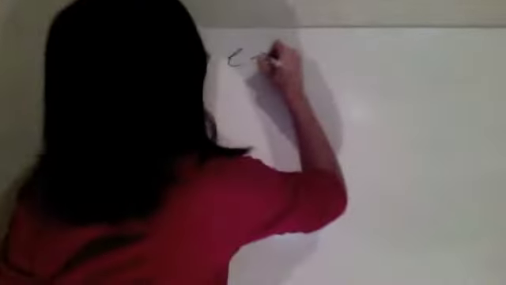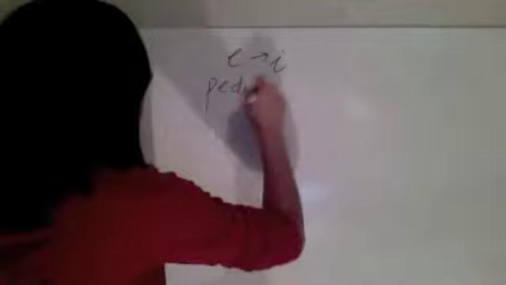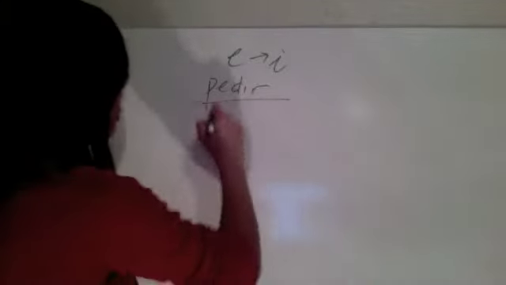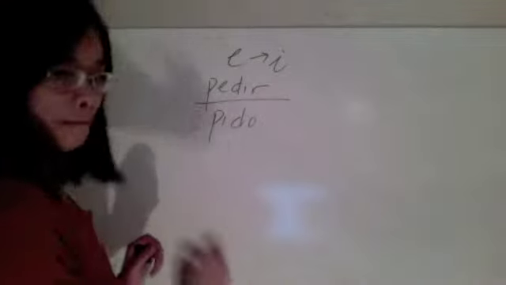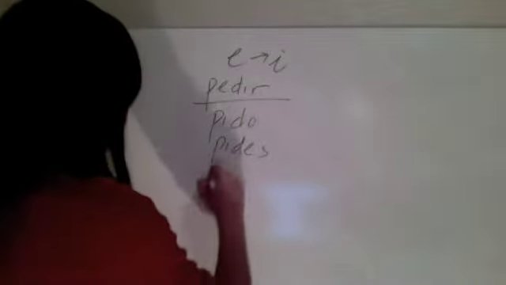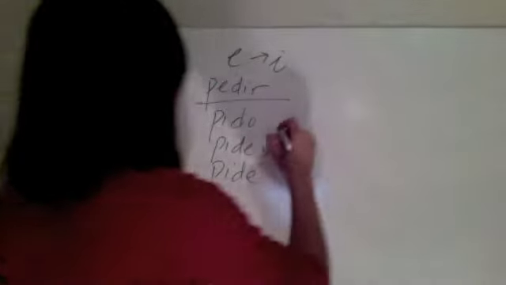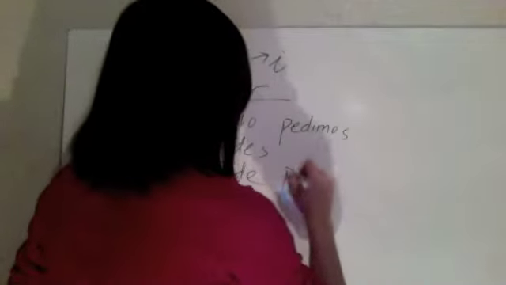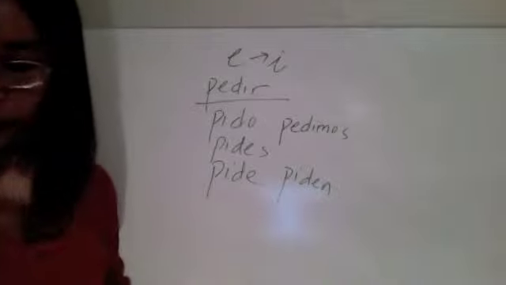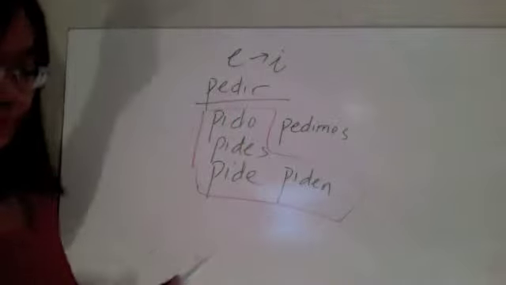Another type of stem changing is E to I. The example we're going to use is pedir. Let's conjugate it. Yo pido, E to I. Tú pides. Él, ella, usted pide. Nosotros, again, no stem change. Pedimos. Ellos, ellas, ustedes piden. Here's our shoe.